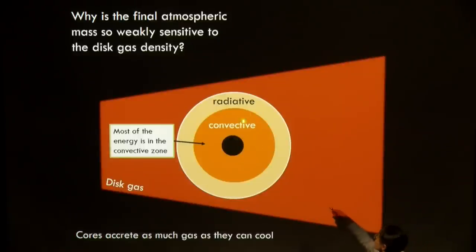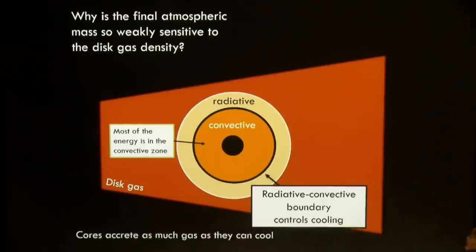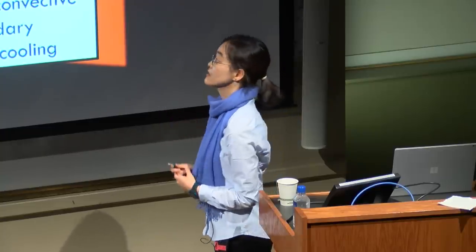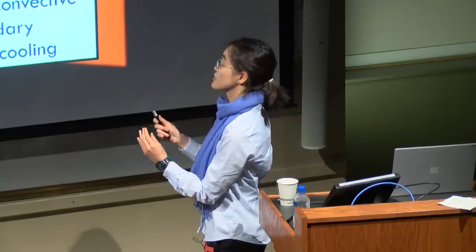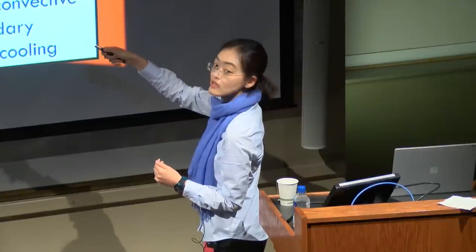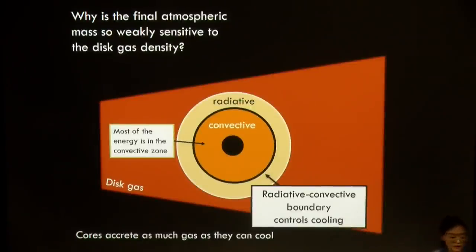So the rate at which the energy transports out is regulated by how much energy you can transport out of this convective layer, which is simply set by the thermodynamic properties of this radiative convective boundary. The way to think about this is, at the end of the day, the radiative energy transport is set by the local temperature gradient. By definition, that temperature gradient is maximized at the radiative convective boundary. So that boundary acts as a thermal bottleneck. It basically acts as a limiting factor in terms of how much energy can transport out of this convective layer into the radiative layer. So where does this boundary occur?